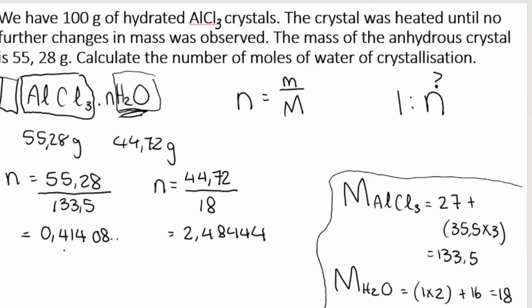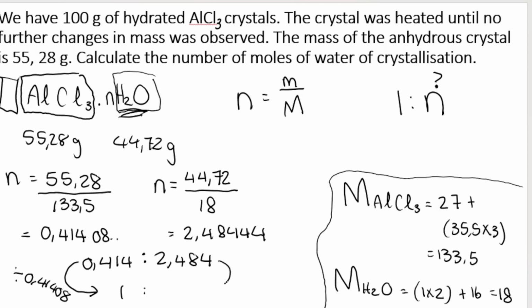So how do I get this ratio? So far I've got 0,414 and so on to 2,484 recurring. How do I get that ratio to be 1 to something? How do I get this number over here to become 1? Well, I divide this left part of the ratio, the 0,414, I divide that by itself, 0,41408. If I divide 0,41408 by itself, I get 1.